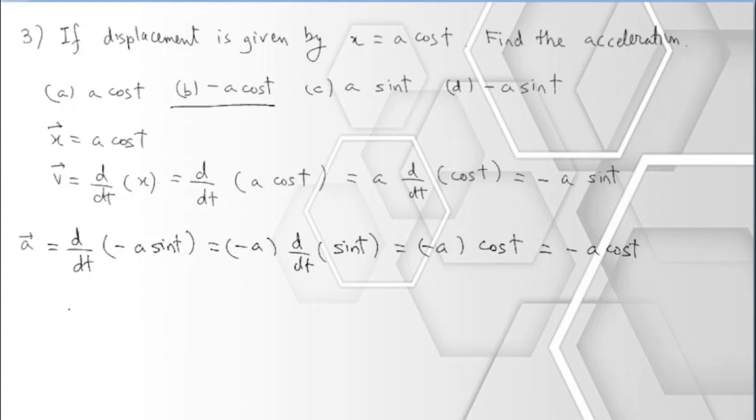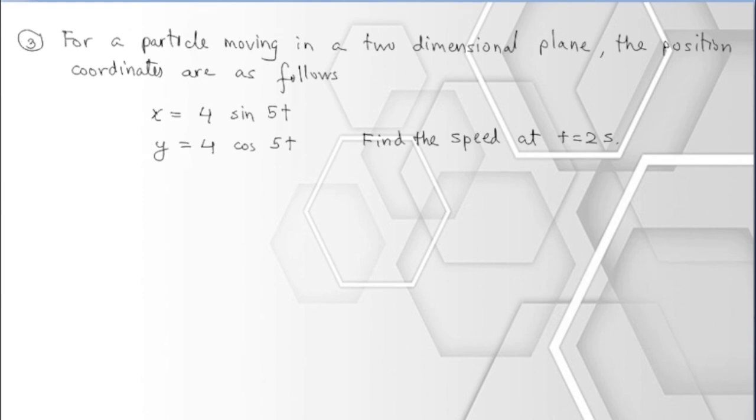Now there is another similar question. This is question number 4. Sorry. For a particle moving in a two-dimensional plane, the position coordinates are given as follows. Right? Now find the speed at t equals to 2 seconds. So in this case, before finding the speed at t equals to 2 seconds, can we just find the speed, or can we just find the velocity? Let's try finding the velocity. Right? X and y coordinates are given, they are along a straight line. So let us try.